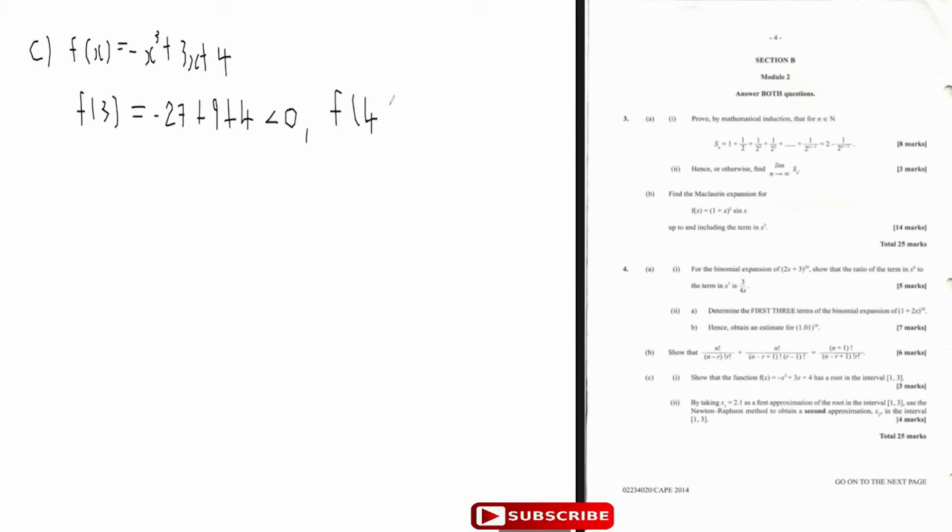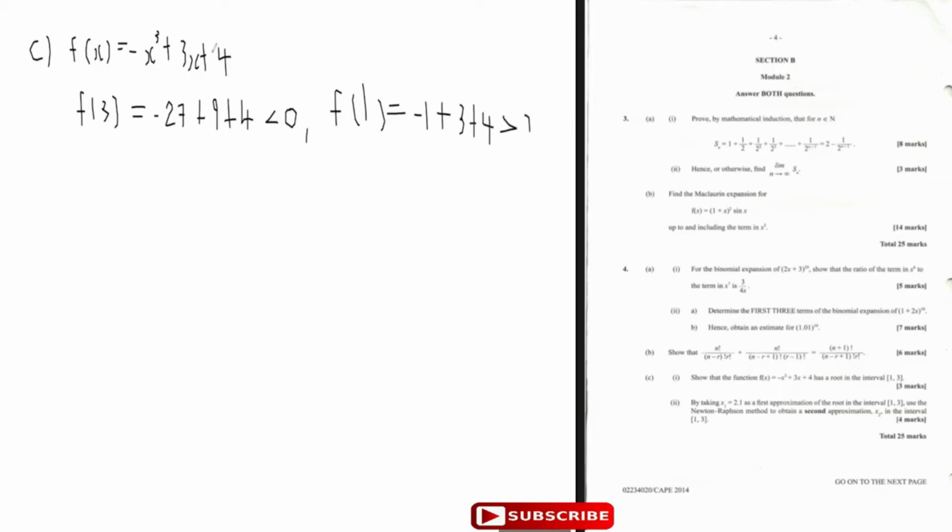So f of 4 is now minus 4 cubed, which is minus 64, plus 3 times 4, oh my bad, it shouldn't have been 4, it should be 1. That interval is 1. So it's f of 1 now. So it's minus 1 cubed, which is minus 1, plus 3 times 1, which is 3, plus 4. And this is greater than 0.